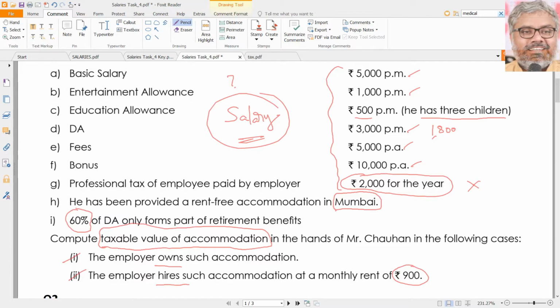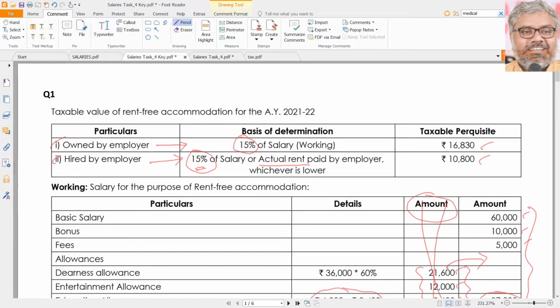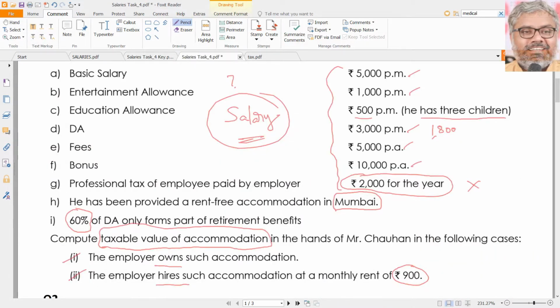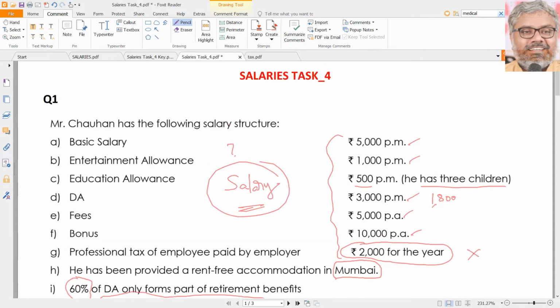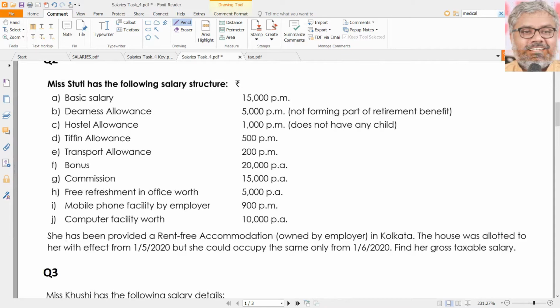So 15% of salary directly can be taken. For that, a note can be written also. That will be part of the working notes. Like this. First question is about only computation of perquisite. Second question is asking to compute gross taxable salary.